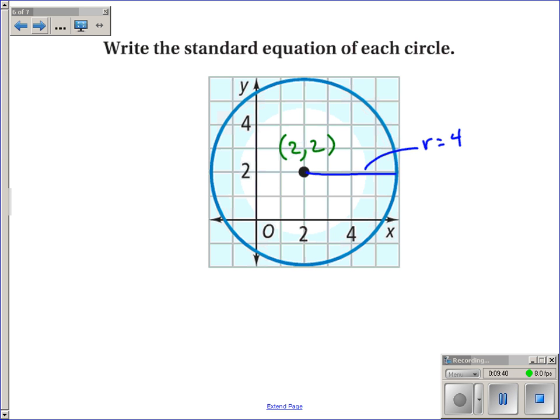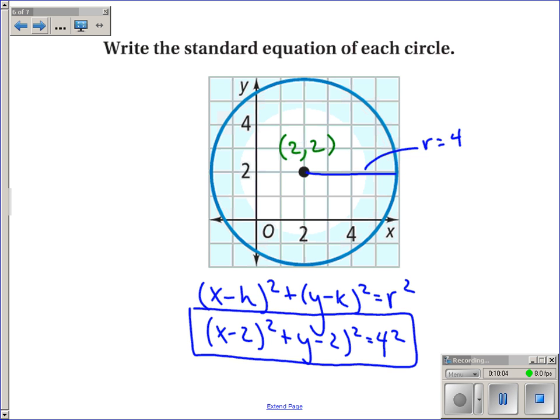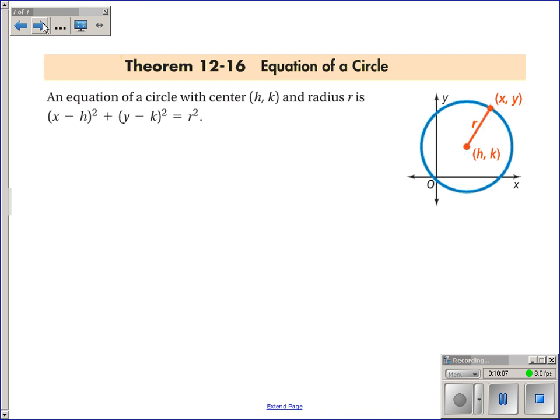Okay, so the equation of our circle would be x minus h squared plus y minus k squared is equal to r squared. So plugging in those numbers, x minus 2 squared plus y minus 2 squared is equal to the radius squared, or 4 squared. And I'll take this as the equation in standard form of this circle. Okay, so everything in this section revolved around this formula of x minus h squared plus y minus k squared equals r squared, where the center of the circle is at h, k.